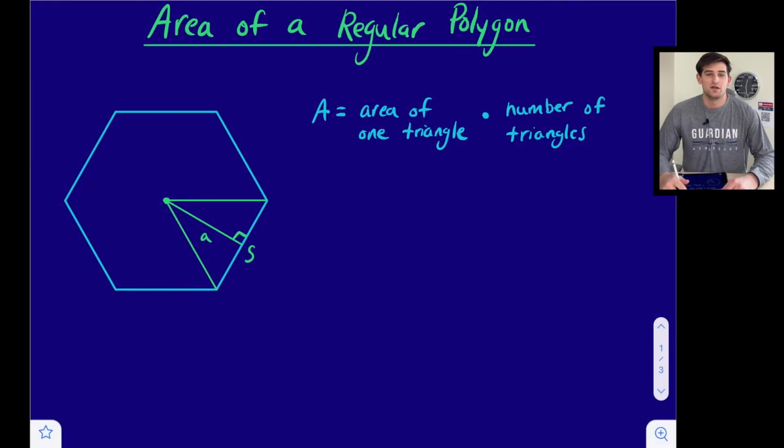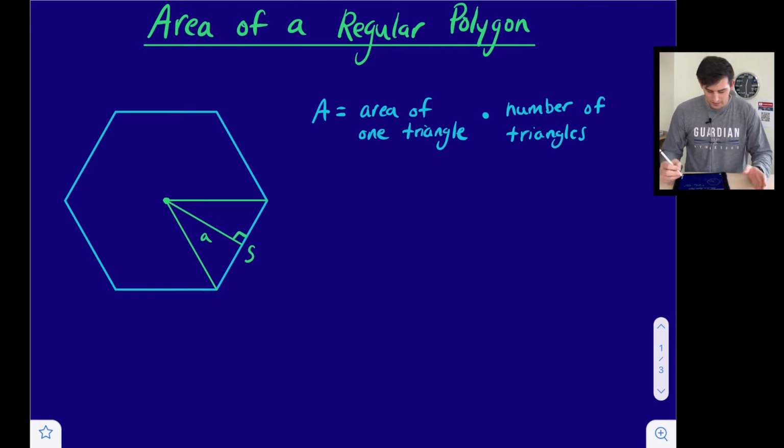Hello everybody, in this video we're going to talk about how to find the area of a regular polygon. What we see on the screen on the left is a regular hexagon, and we have the center point and a couple of radii of the hexagon. If we were to circumscribe a circle around it, those would be the radius of our circle, okay?